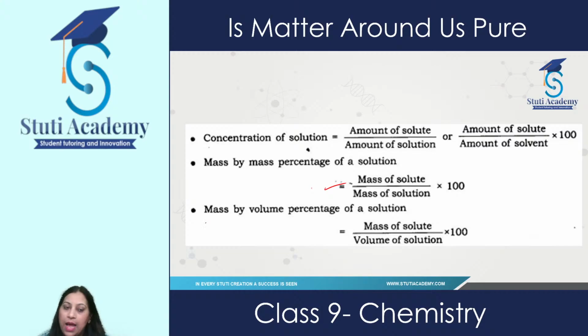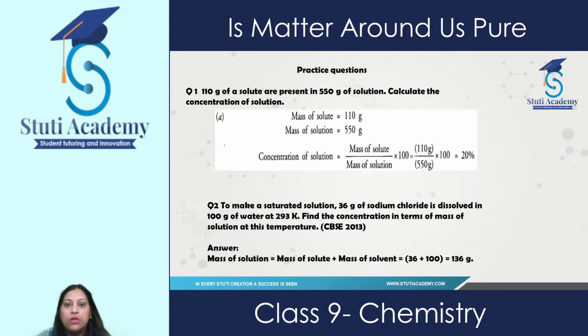And if you need to find out the mass by volume percentage of a solution, in this case you need to use this formula, which is mass of solute upon volume of solution multiplied by 100. So you need to learn these formulas for finding the concentration of solution, mass by mass percentage, or mass by volume percentage. It depends on the question, whatever the question demands. Accordingly, you have to use the particular formula for this. Let's take an example of a few numericals which are based on this.